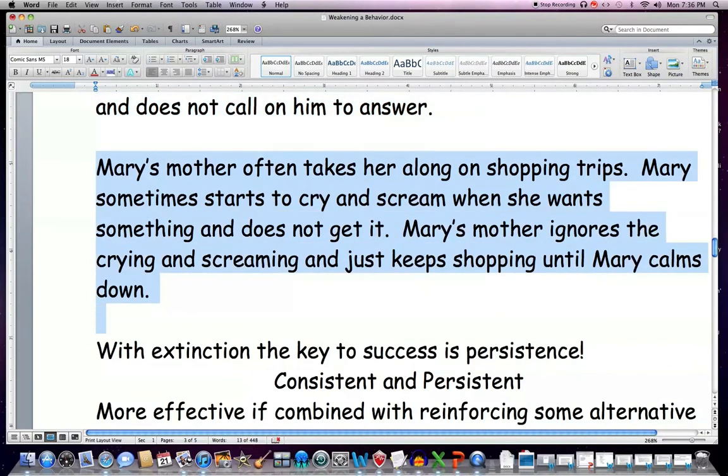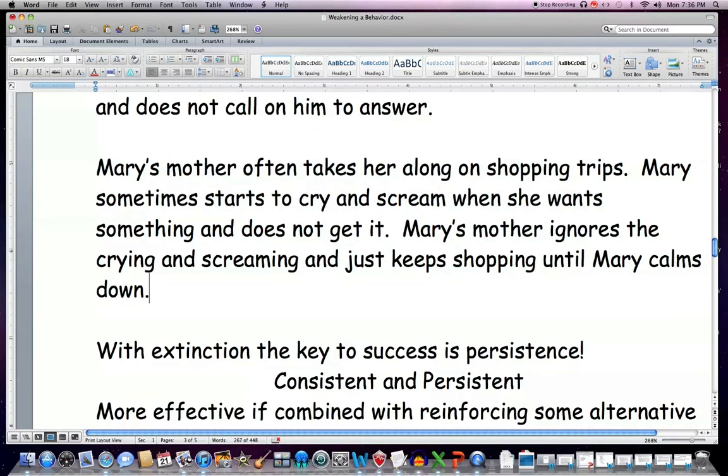Let's look at this next example. Mary's mother often takes her along on shopping trips. Mary sometimes starts to cry and scream when she wants something and does not get it. Mary's mother ignores the crying and screaming and just keeps shopping until Mary calms down.